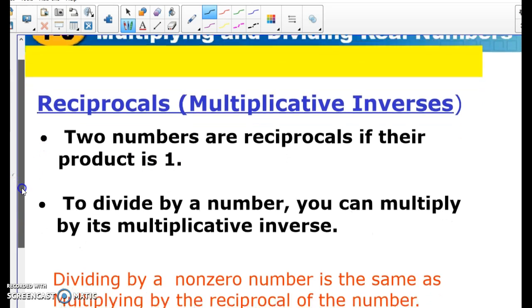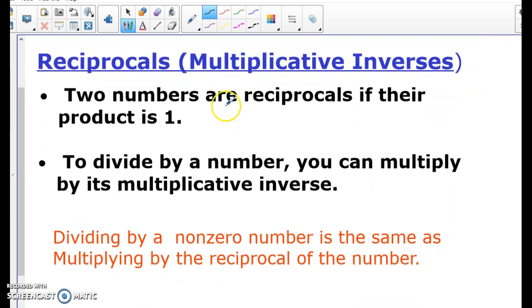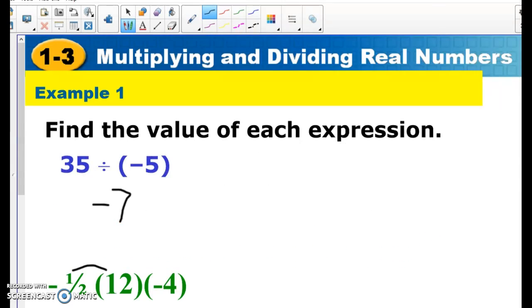Reciprocals. Two numbers are reciprocals if their product is 1. What does that mean? That means if I have something like 1/2 and I multiply it by 2 over 1, those two numbers are reciprocals. They're flipped around. And their product, that means a multiplication problem, is 1. Well, 1 times 2 is 2, 2 times 1 is 2, so I have 2 over 2, and 2 over 2 is 1, so I know that they are reciprocals.